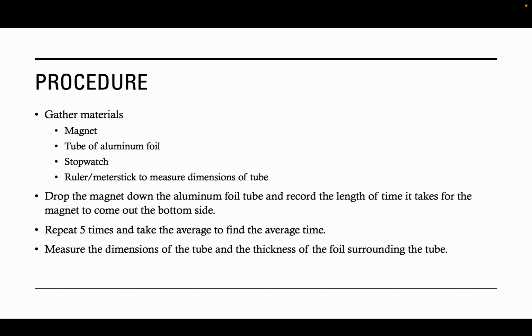As we went through the experiment, we gathered our materials, dropped the magnet down the tube, and recorded the length of time that it took to come out the other side. We repeated it 5 times and then took the average, which was 1.626 seconds. Then we measured the dimensions of the tube, like we saw on the slide before.